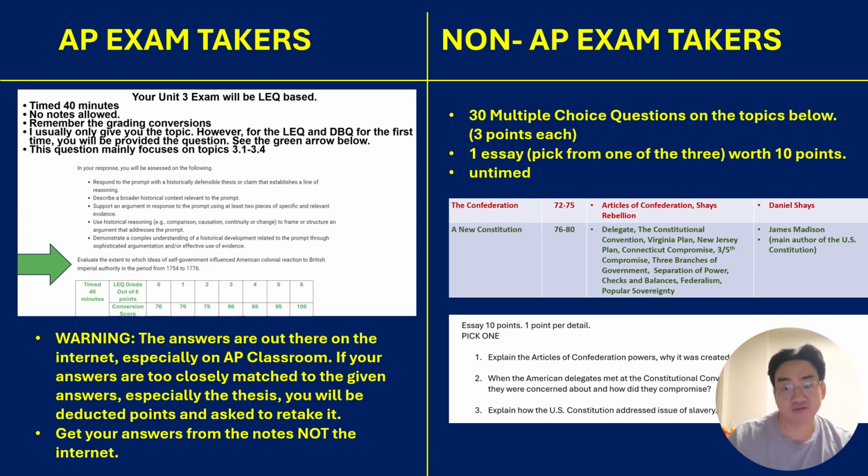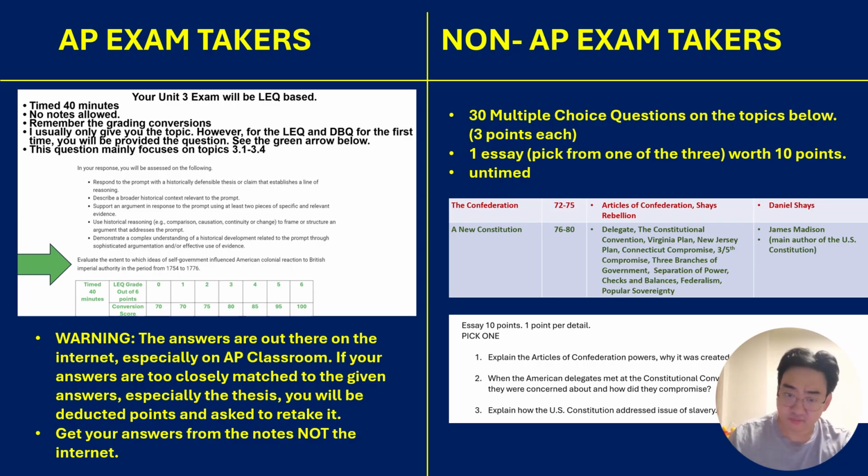Please read these directions. For the non-AP exam takers, you're going to have a 30-question multiple choice. It's going to be on these topics in the box. Ignore the numbers right here, that's something different, 72 to 75 and 76 to 80. You don't have to memorize those. And you will have one essay worth 10 points. You can choose from one of these questions.